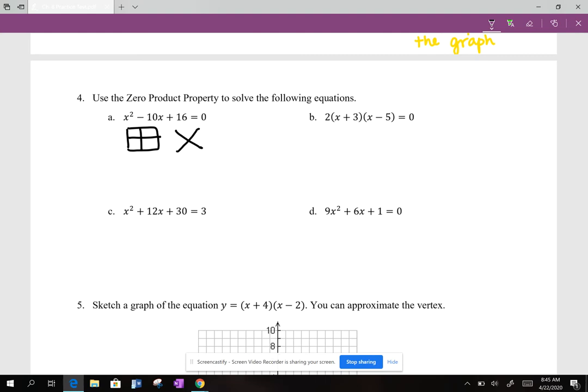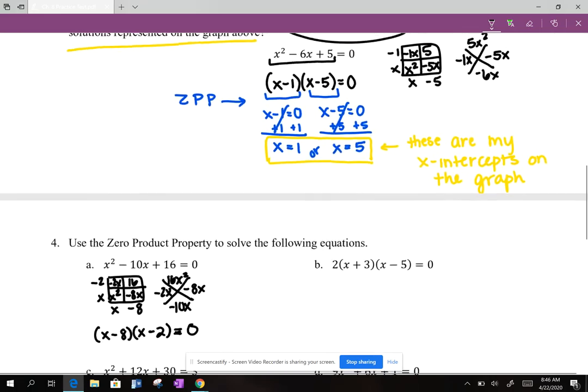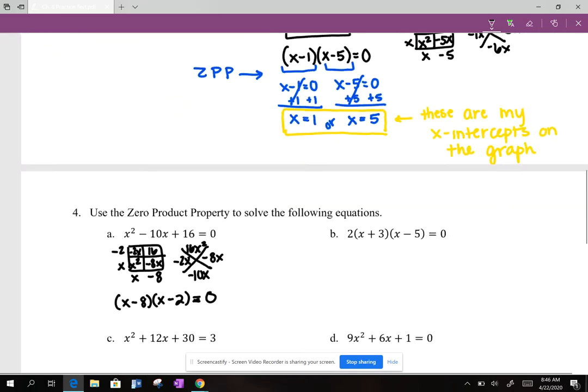Generic rectangle, diamond, x squared, 16x squared, -10x down here. What multiplies to 16 and adds to -10? That would be -2, -8. Okay, x times x is x squared, -2 here, -8 there. So you can rewrite x squared minus 10x plus 16 as x minus 8 times x minus 2, equal to 0. And just like we did up here, we need to set each factor equal to 0 and solve for x.